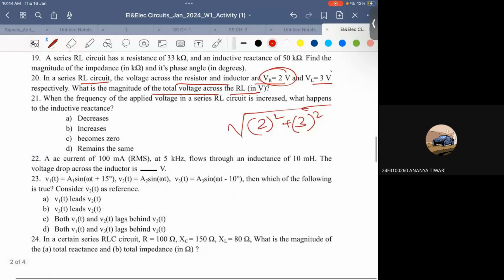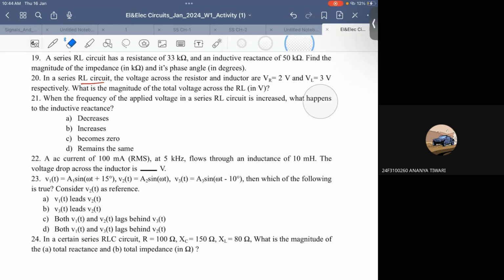Now what about when the frequency of applied voltage in an RL circuit is increased, what happens to the inductive reactance? So you already know that XL is proportional to omega L, right? If you are increasing the frequency, it will increase, correct?